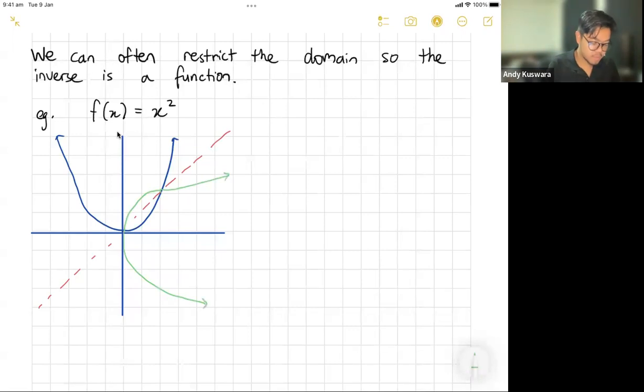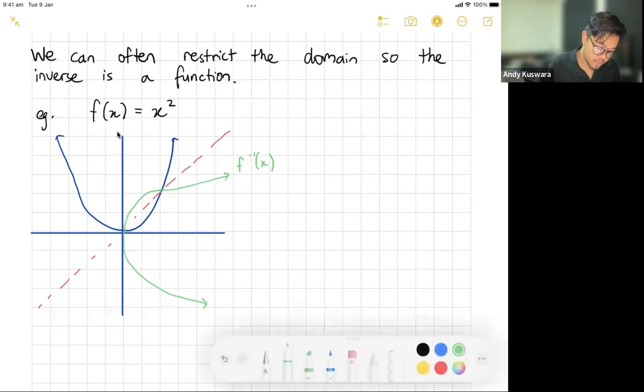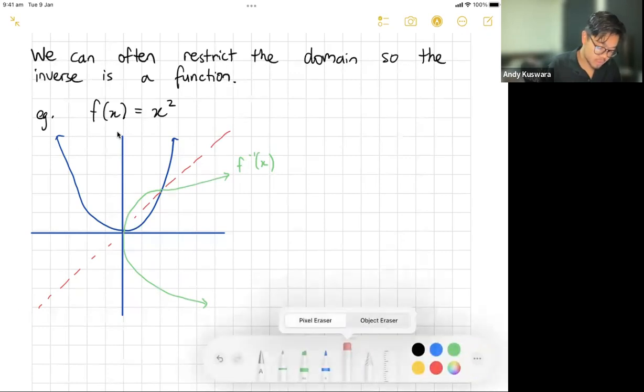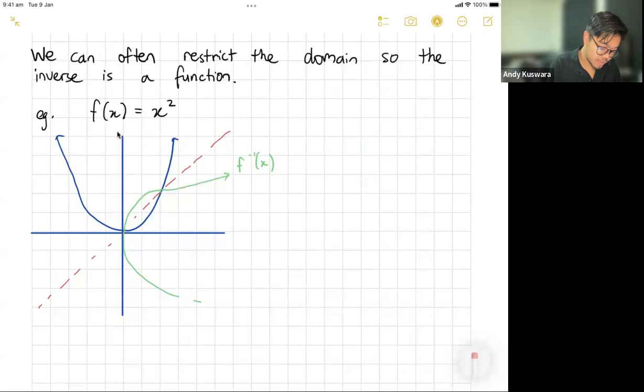Now, if I take a look here, my green inverse function, f inverse of x, is definitely not a function. To make it a function, I'd need to get rid of this line here. So I'm going to make it as if it was dotted. If I got rid of this bottom half here, now I'm dealing with a function. And this part here is actually a reflection of this part of the function here.